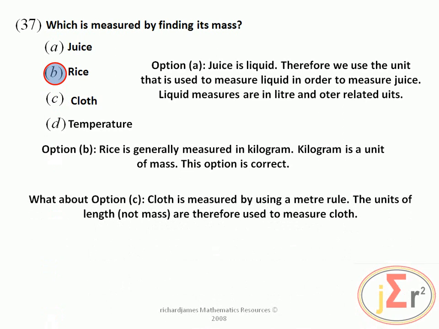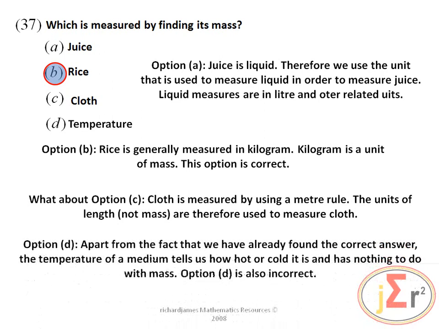Cloth is measured by using a meter rule, or they say a yardstick. The units of length, not mass, are therefore used to measure cloth. Option D. Apart from the fact that we have already found the correct answer, the temperature of a medium tells us how hot or cold it is and has nothing to do with mass. Option D is also incorrect.